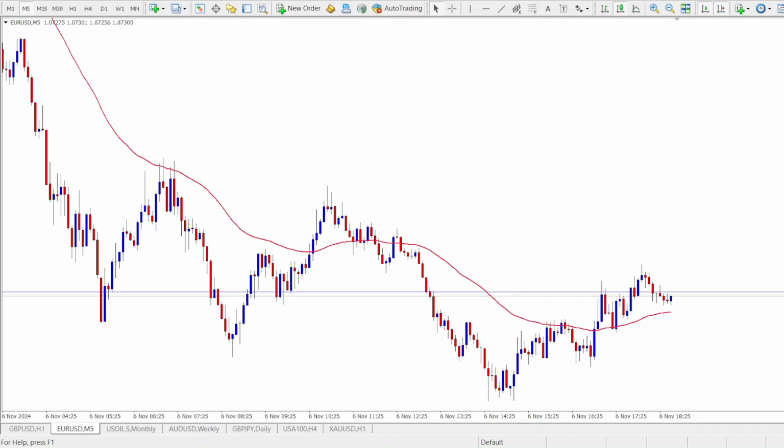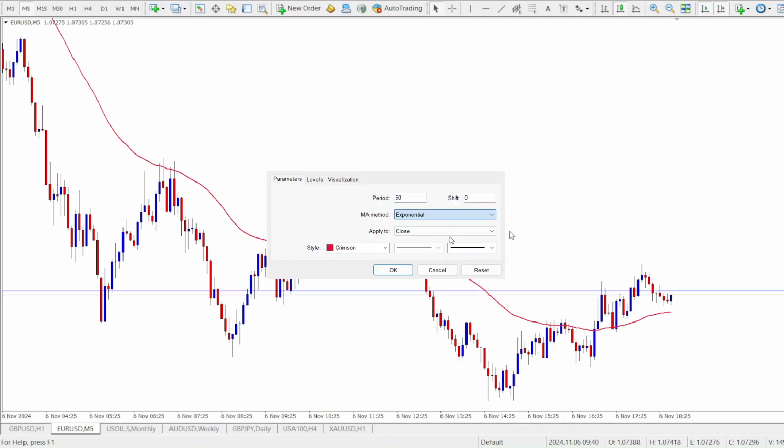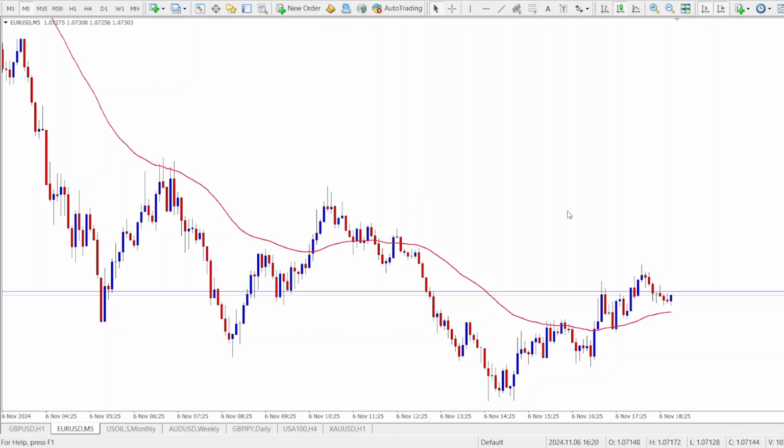Talking about the EMA, we have a variety of moving averages. We have the SMA, the EMA, the smoothed moving average, and the linear weighted moving average. These are just the ones that are available on the MetaTrader 4 platform. The EMA gives more weight to recent price action, and that is the reason why scalpers use the EMA a lot, because it is more responsive to price changes.